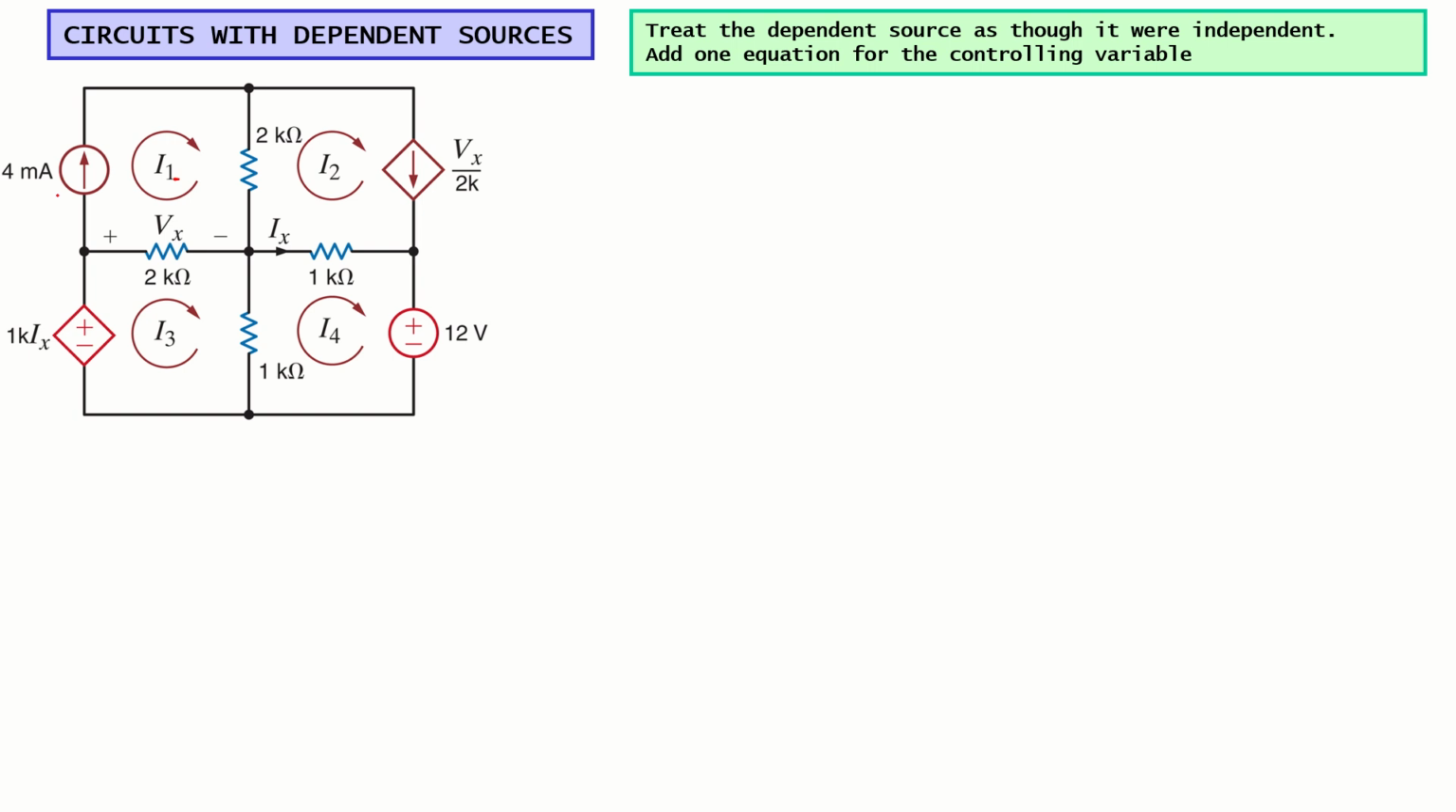We will do the same thing. For example, we can start with this one. Because this is a current source which is not shared between any loops, we can say that basically the current through this loop will be directly 4 milliampere. So I1 will be 4 milliampere. So we got our first loop current.